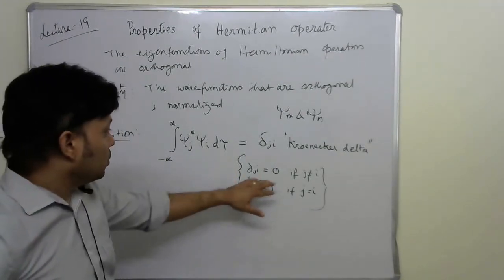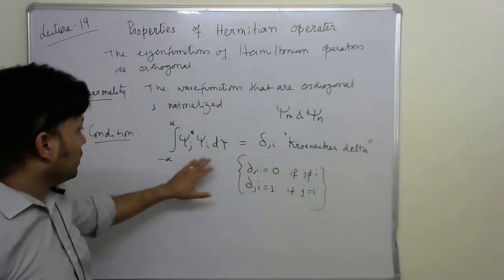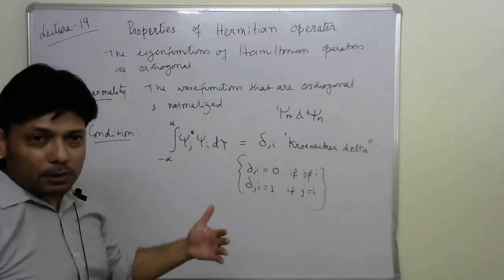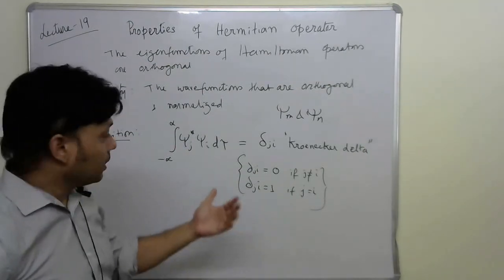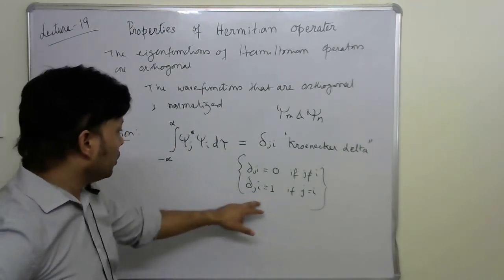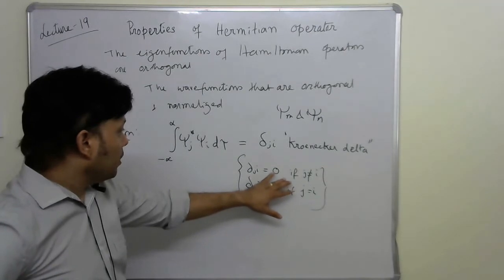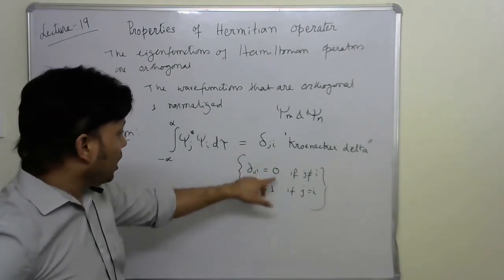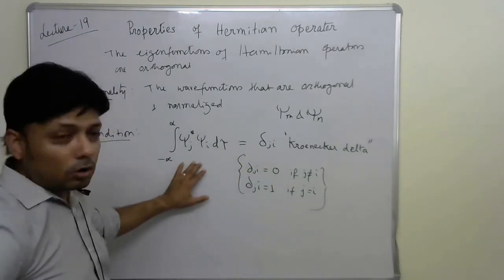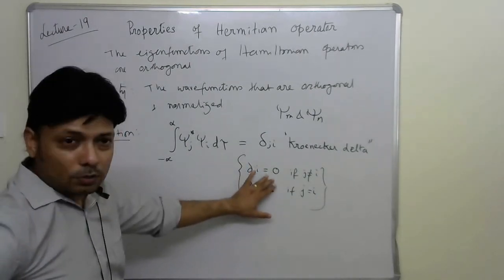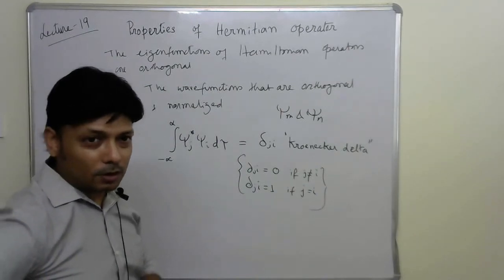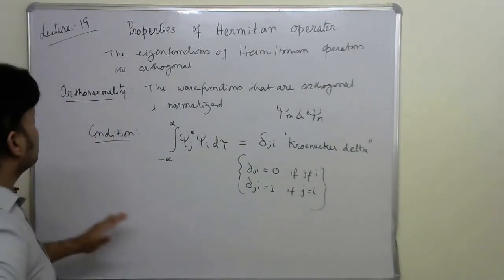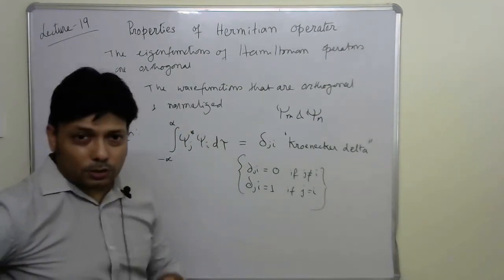All right, so this is the condition. Once again, this is simple: if j is equal to i, it becomes the total probability, isn't it? Psi star psi d tau is equal to 1 if both are equal. But if i is not equal to j, then delta ji becomes 0, and they are orthogonal. If this is non-zero, then they are not orthogonal. So this is a special property of the Hamiltonian operator.